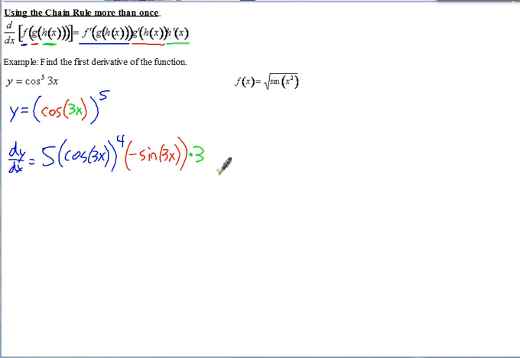And then we can just pull all the constants out in front. Make this a little simpler. So we've got 3 times negative 1 times 5. That's negative 15. And then we've got cosine of 3x to the 4th. And then times the sine of 3x.